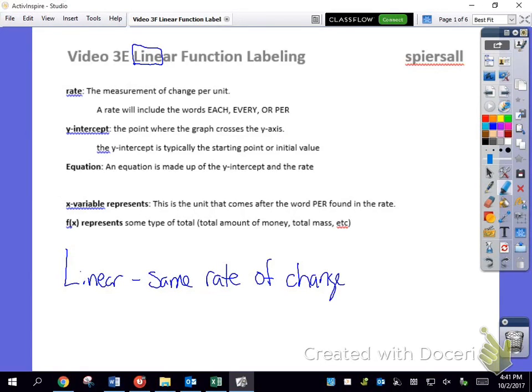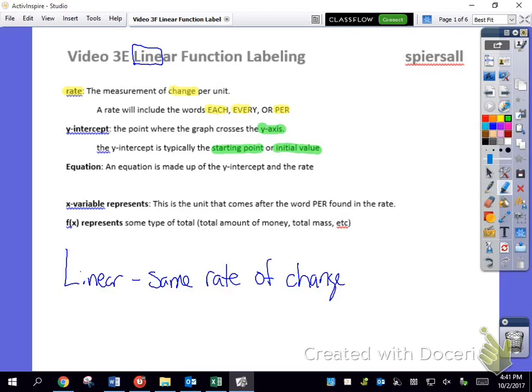Now, when we talk about rate, and we're looking at equations, rate is the measure of change in the unit. Now, there's a quick way that you can find rate. Rate is always by the words each, every, per. So if you find those words in a word problem, you will find the rate. Y-intercept is where it touches the y-axis. It is usually a starting point or the initial value. It's typically where it begins.